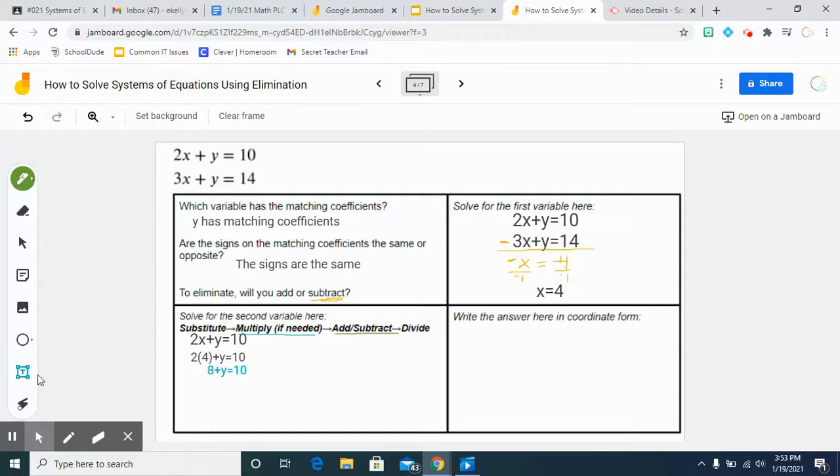So if we subtract 8 from both sides, because we want y to be by itself, we say that y equals 2. And now division is only necessary in this step if we have a coefficient in front of our y, but we don't, so we can just leave it as y equals 2. And finally, we have to write our answer in coordinate form. So I'm just going to type that in my final box. Once again, in alphabetical order, we have 4, 2.